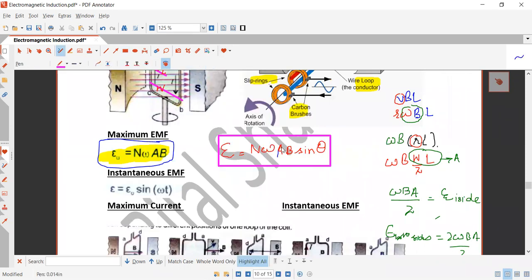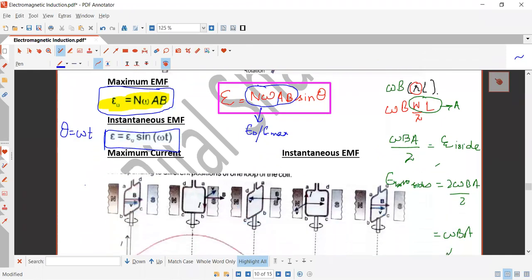So students, this is basically the value of E naught or E max. So that's why we write down this formula as this. Theta is represented as omega t. So that's the final form of the EMF, right, students?